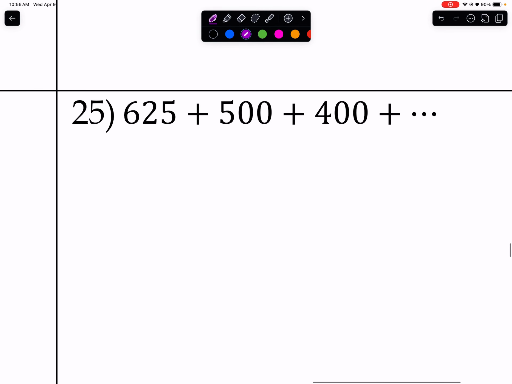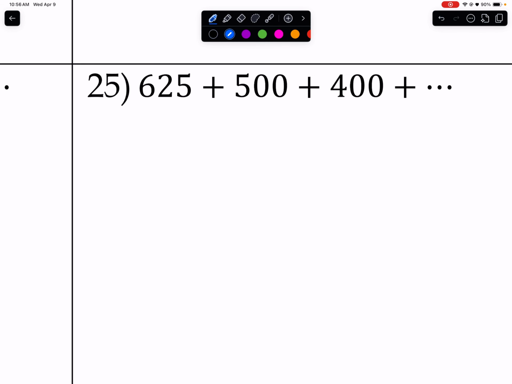And then over here, with 25, we're going from 625 to 500 to 400. Now, sometimes your common ratio or your common difference may not be very obvious. So I'm going to try a common difference first. To subtract, I would actually have to take away 125. But that won't work here because that would just be minus 100. So I can't do an arithmetic sequence here. So that tells me it has to be geometric.